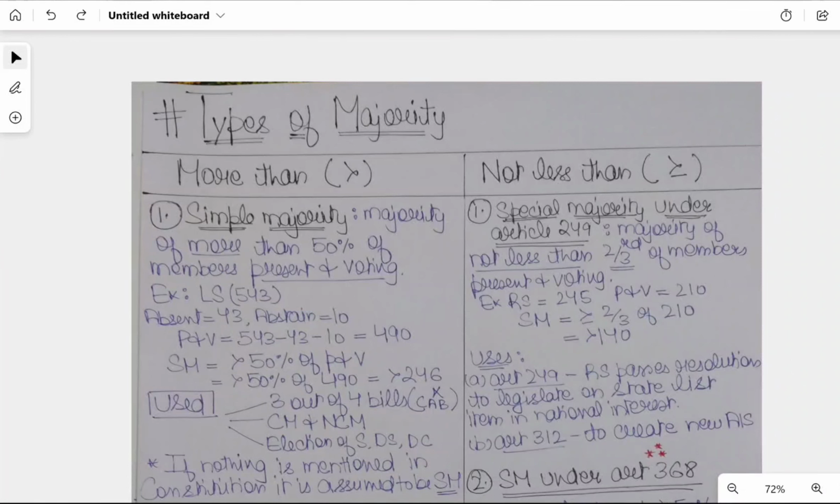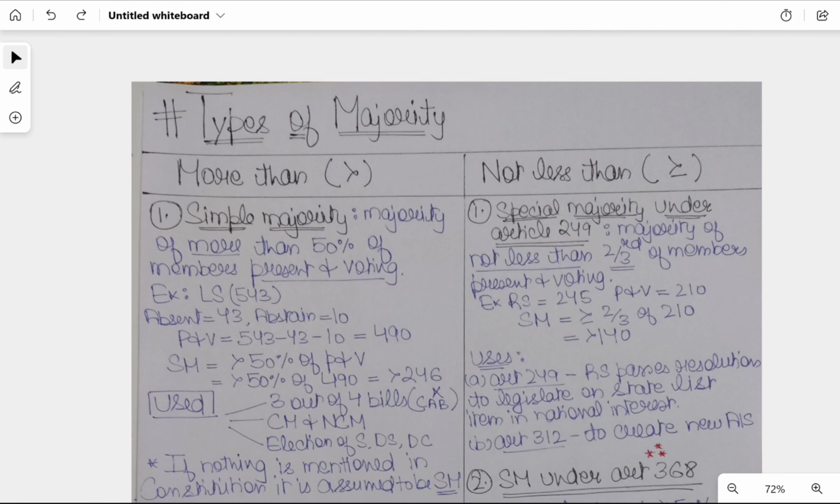It is basically the majority of more than 50% of the members present and voting. Simply taking an example, Lok Sabha has 543 members. Suppose 43 are absent and 10 abstained from voting. Present and voting becomes 490. So simple majority will be greater than 50% of P and V, that is greater than 246.